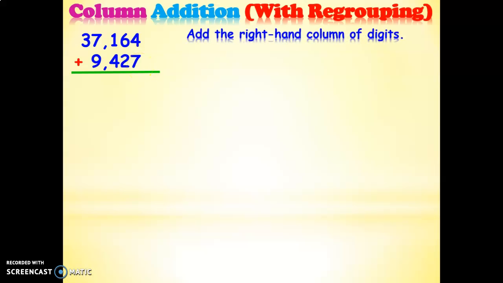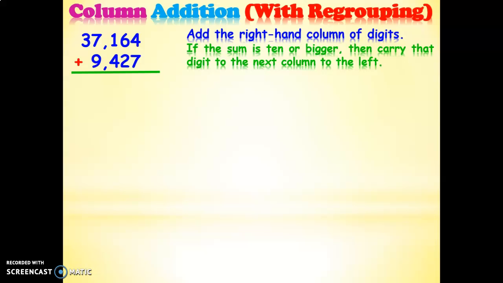This one is about column addition. This time we have to do it with regrouping. Now for our example, we have 37,164 and then we have to add 9,427. Again, just like the step for no regrouping, you always need to add the right-hand column of digits. And if the sum is 10 or bigger than 10, then we have to carry that digit to the next column to the left. So for our first number, we have to start from the place value of ones.